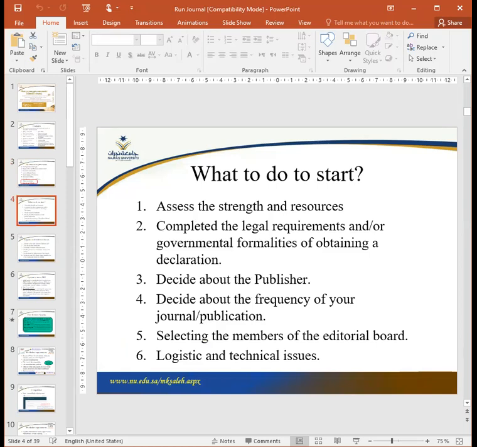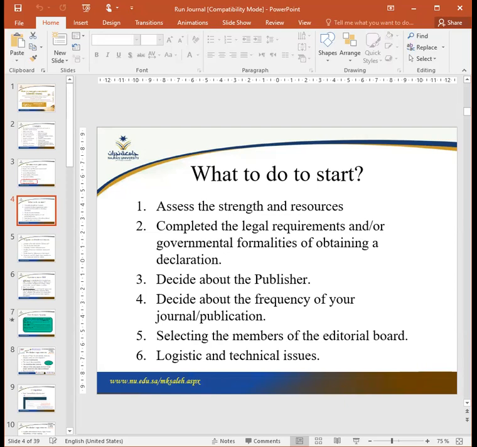So what to do to start? After having completed the legal requirements and governmental formalities of obtaining a declaration, which of course includes a decision about selecting a publisher, one should first assess the strengths and resources, because everything which follows will depend on that. It is always important to move slowly and ensure steady progress.